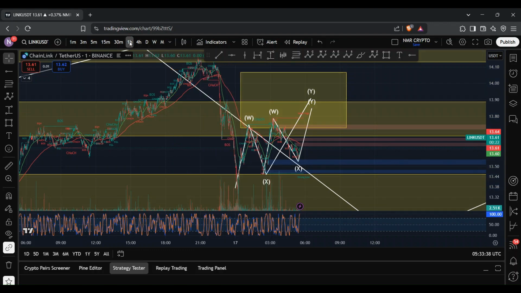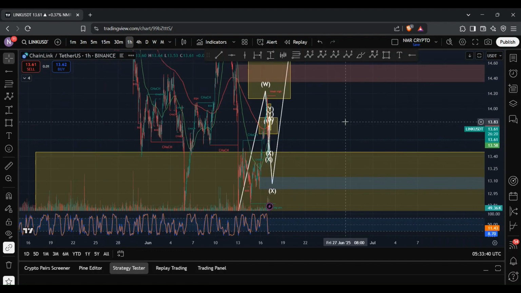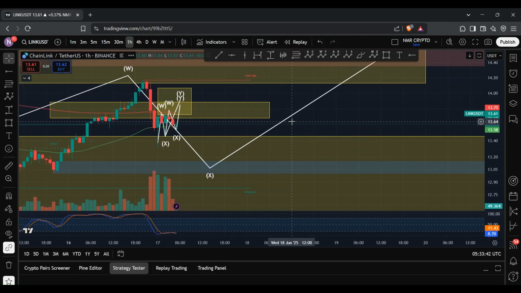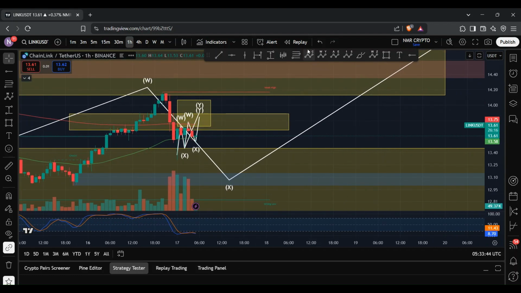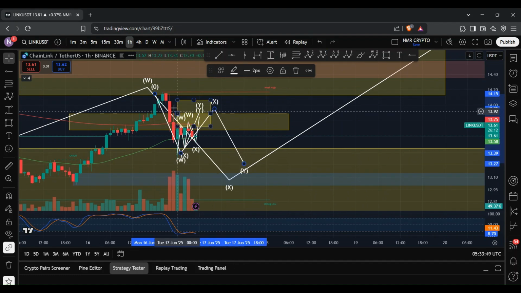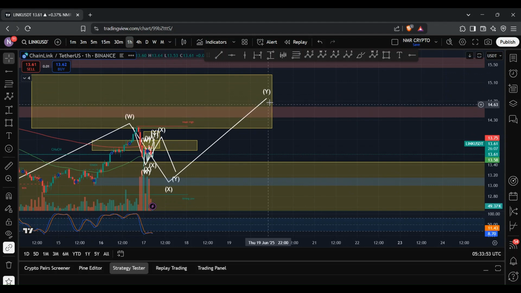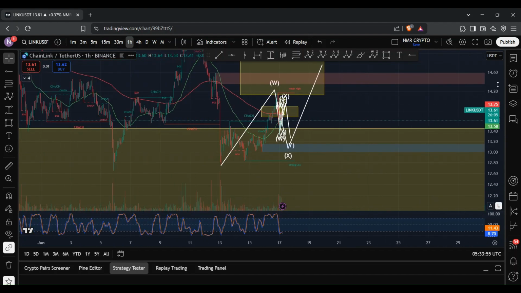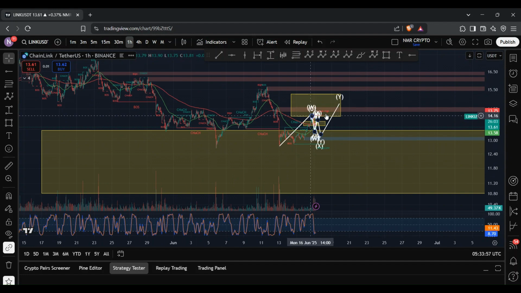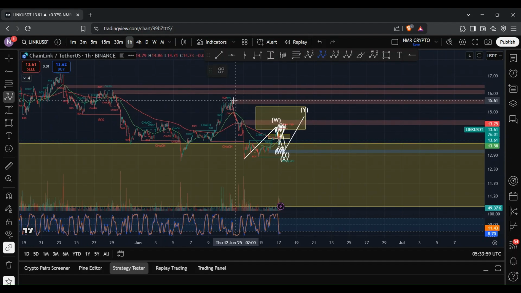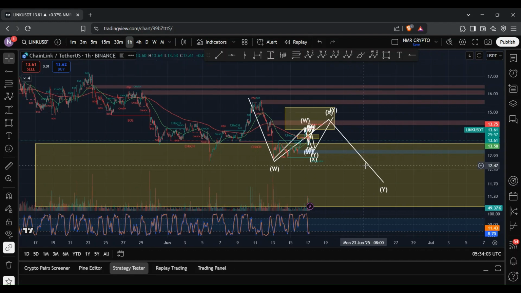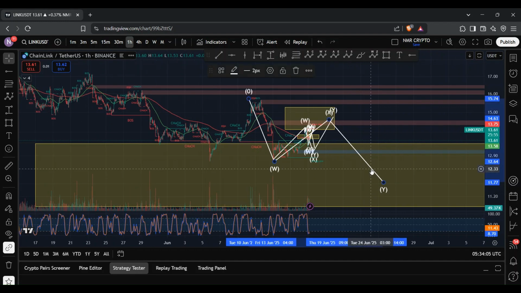And following this move, if I go back to the hourly chart, I would then be looking out for another move to the downside to complete this WXY structure, to complete the X wave, and then followed by another push to the upside where we then tap into this region here. And should that be the case, then we could see a further move to the downside where a bigger WXY structure will form, like so. And so yeah, that's just my update on Link.